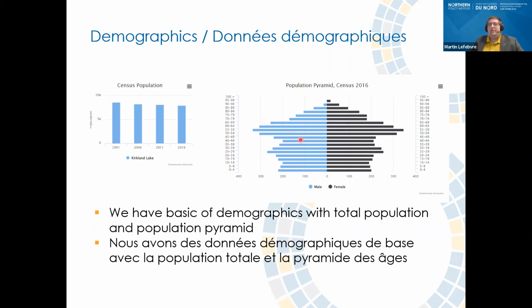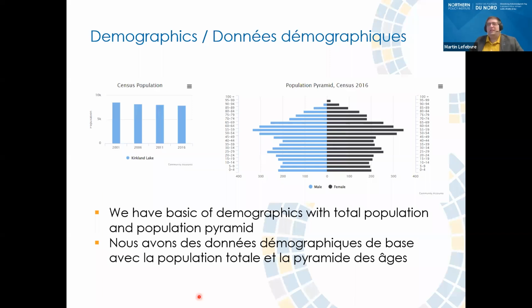This would indicate that we're going to need more senior care in the next little while, compared to if this were down here, with people of childbearing age. Then we'll know that this is the baby boom echo here, and that we'll need more schools or more high schools. It allows you to plan ahead and have an idea of what's going on down the road.